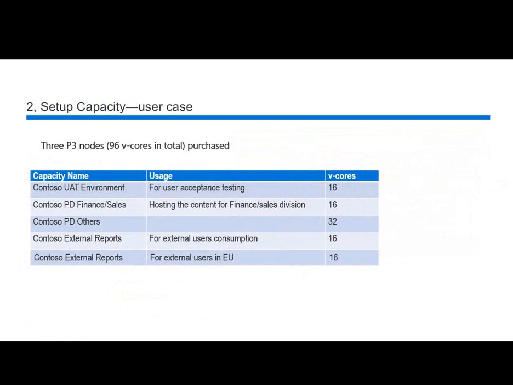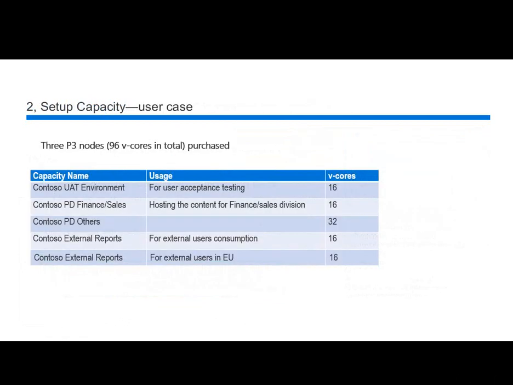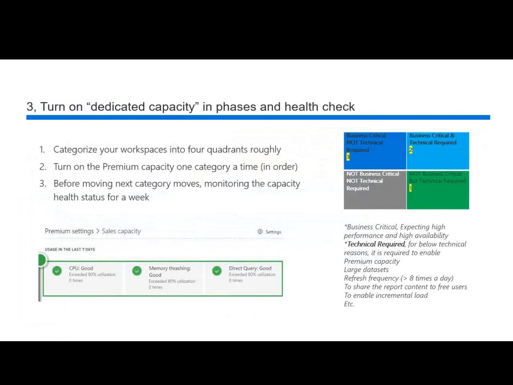Another 2 examples: he set up external reports for external users, and another external reports capacity for Europe. What does that mean? For this capacity, he probably set up the home region in Europe. So when you plan the capacity and slice it up, which is good, the next step is turning it on. You can assign a workspace to a capacity. If you have 200, 100, 500 workspaces, definitely I don't want you to turn on everything.